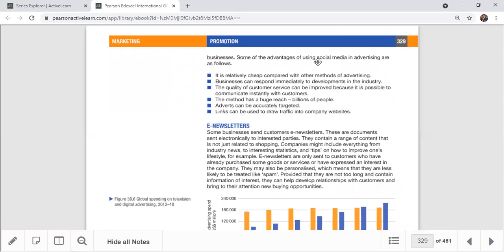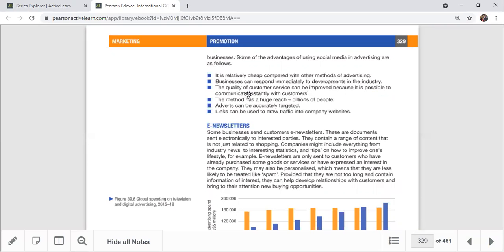So these are the contents, the business advantages of using social media for advertising. This is a special advantage of using social media for advertising. It is a relatively cheap method compared to other methods of advertising, such as TV and radio commercials. You can make a video from a mobile phone, upload it to a social media platform, and it can go viral and get publicity.